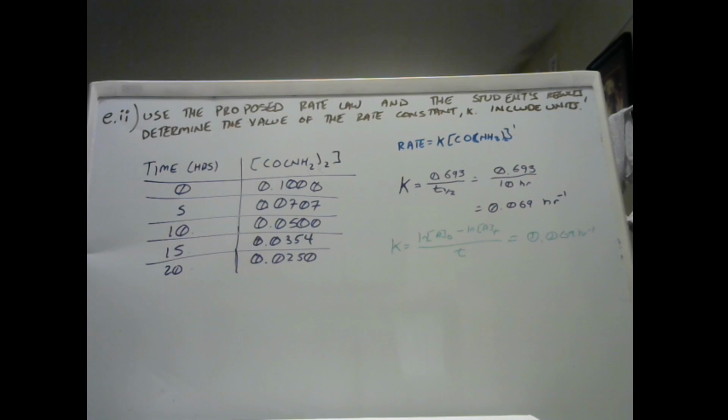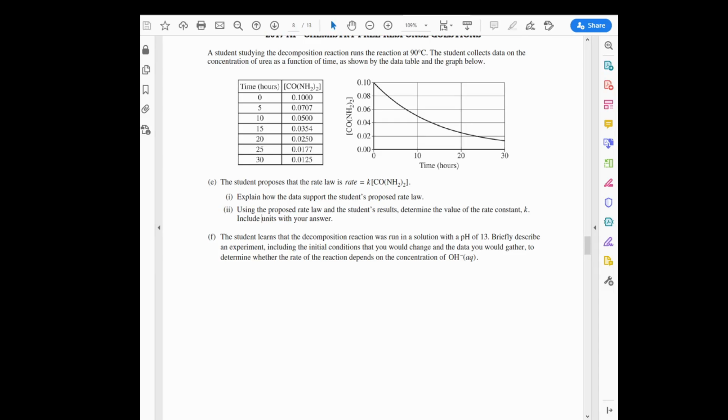On to F. F then goes and adds onto it. It says, the student learns that the decomposition was run with the solution at a pH of 13. Briefly describe an experiment, including the initial conditions that you would change and the data you would gather to determine whether the rate of the reaction depends on the concentration of OH minus. So you need to describe an experiment where you vary OH minus to determine its effect on the rate law.